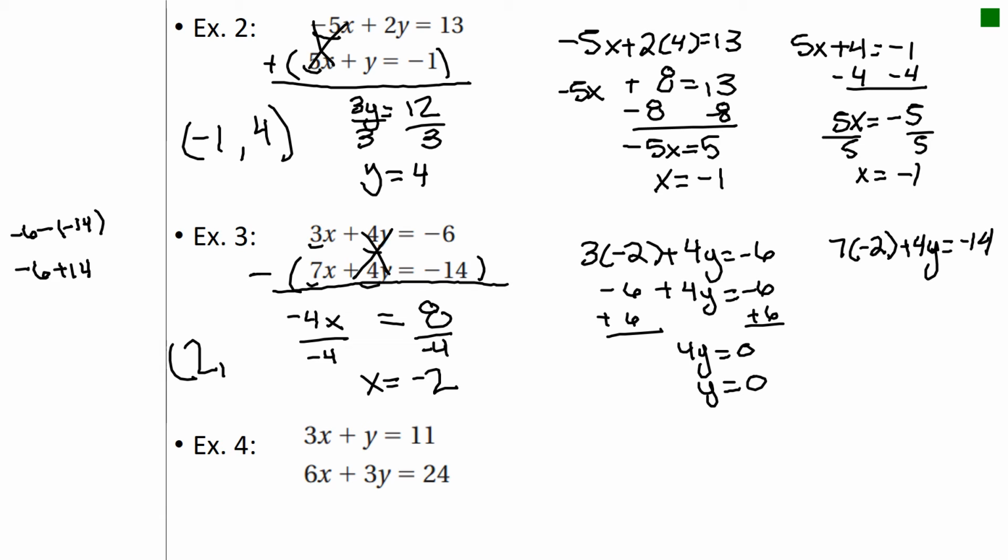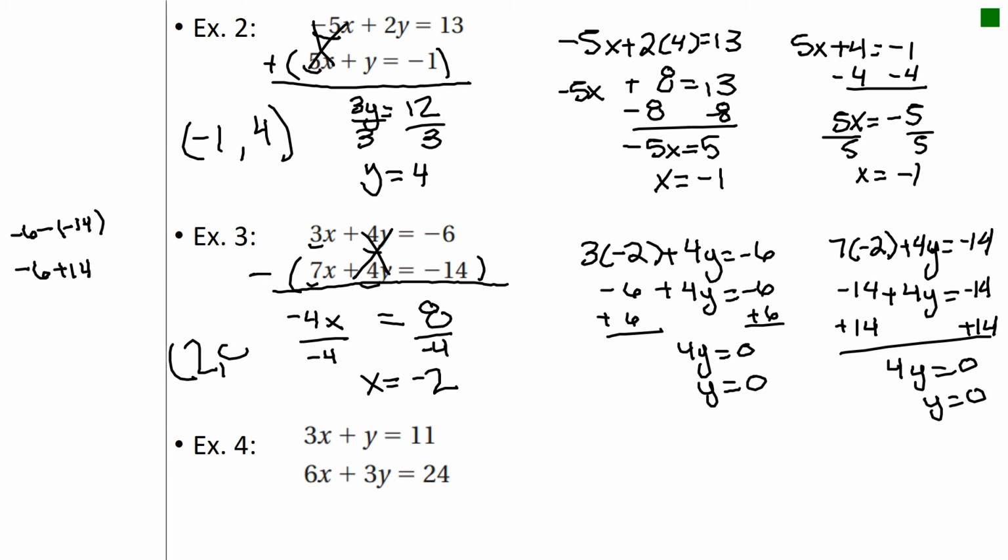Check with our second equation that we got that right. 7 times negative 2 is negative 14 plus 4y equals negative 14. Add 14, 4y equals 0, y equals 0. Great.